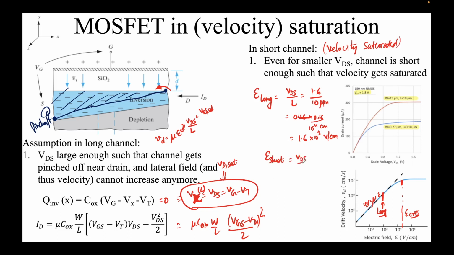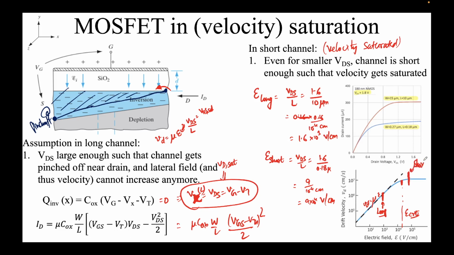Again, VDS over L. Let's apply the same VDS as 1.6 over here. 1.6 over the channel length of 0.18 microns. So it comes out to be around 9 into 10 to the power minus 4 centimeters. So it's coming out to be around 9 into 10 to the power 4 volts per centimeter, which would be somewhere over here, this point.